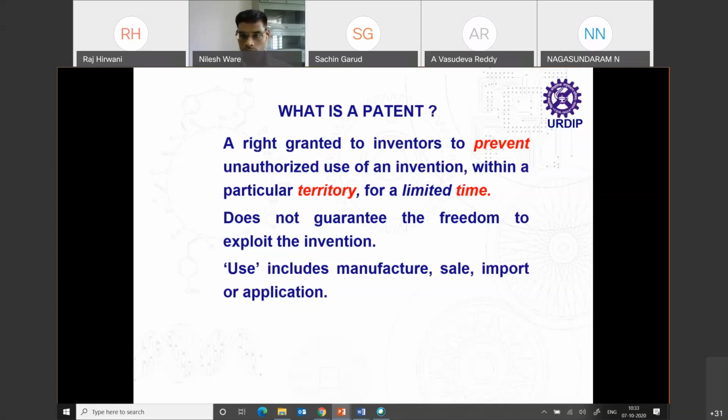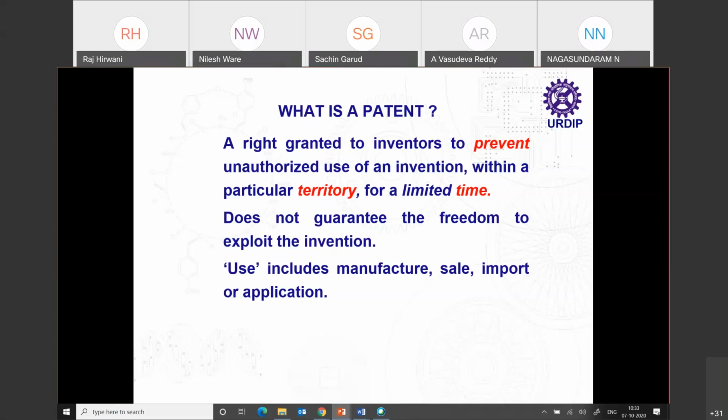Right, you get. Words which are made red, they are a very important part of this. Territory and time. All you are getting is a right to stop somebody from using your invention. This does not say you have a right to practice your invention. So it does not have any guarantee that you have freedom to exploit your own invention. This you can stop others.